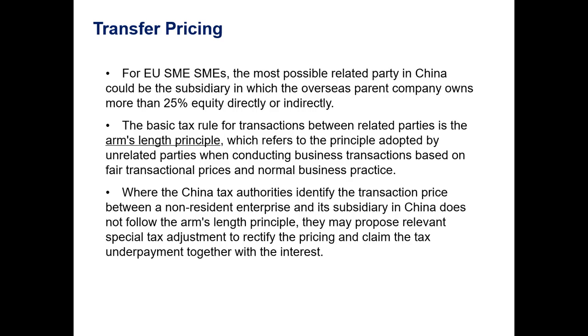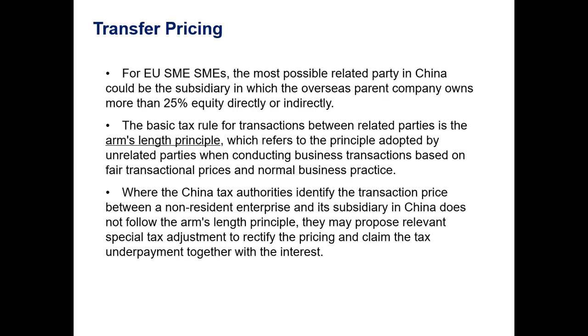For EU SME enterprises, you may have a subsidiary here, and if the equity holding percentage is more than 25%, from the China tax perspective you can be treated as related parties. And for related parties, you may have transactions, for example, rendering services, selling goods, and such things. There, the basic principle is the arm's length principle. It requires you to refer to the principles adopted by unrelated parties when conducting similar business transactions.